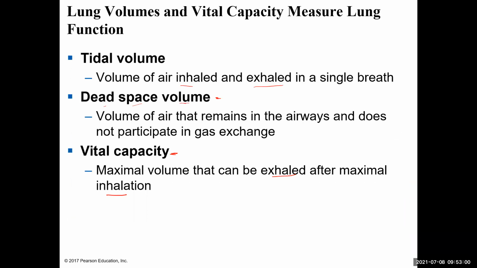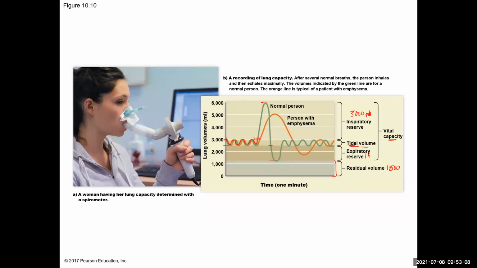But then your vital capacity. Remember, vital capacity is the maximum volume that can be exhaled after maximum inhalation. So your vital capacity is the sum of expiratory reserve, tidal volume, and inspiratory reserve. So it's basically 6,000 minus 1,500, and so we're looking at a vital capacity of about 4,500. And so that's how we can figure out, using a spirometer, what the lung capacity is of an individual.